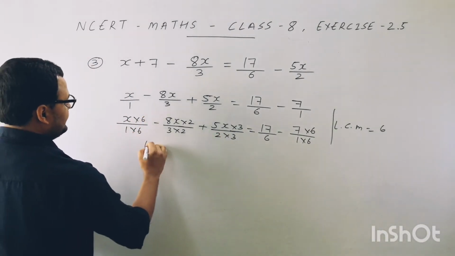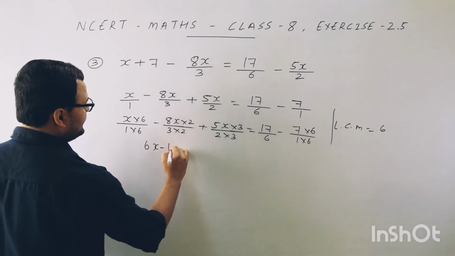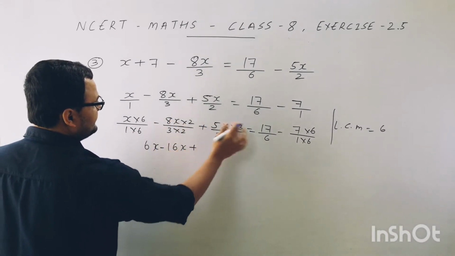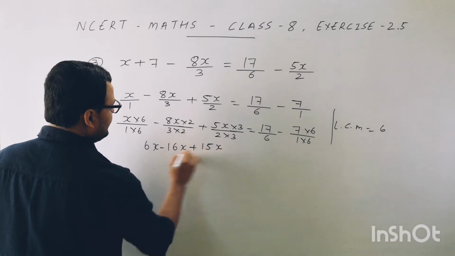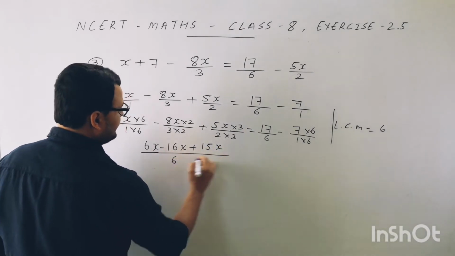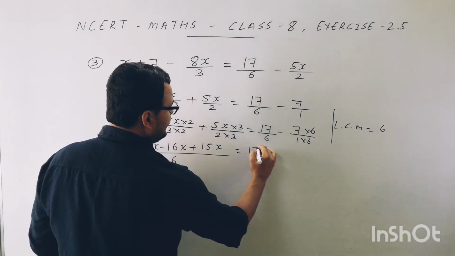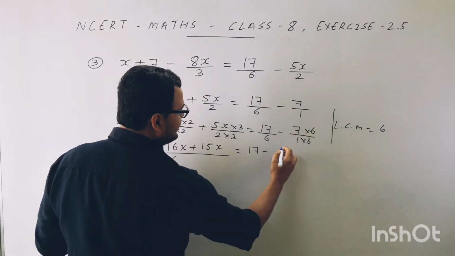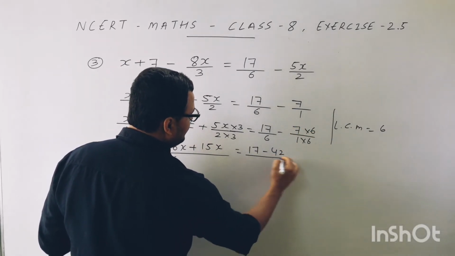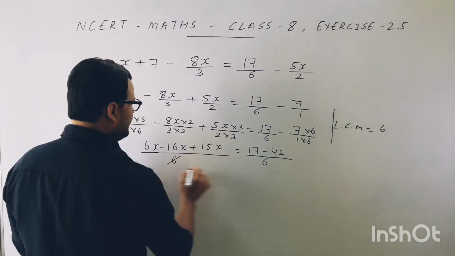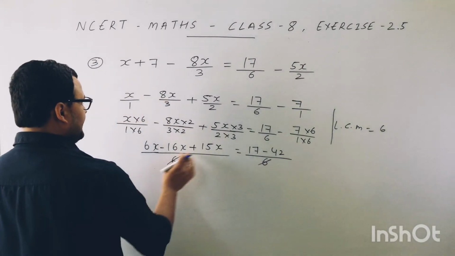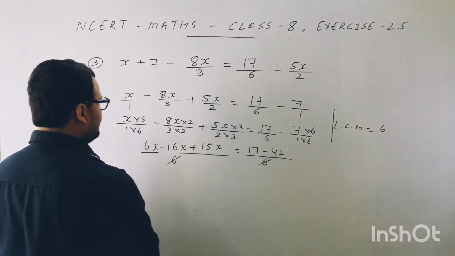Now 6x minus 8 into 2, 16x, plus 5 threes, 15x, divided by 6, equals 17 minus 7 into 6, 42, by 6. Again the 6 got cancelled. Simplify. 15 plus 6, 21.